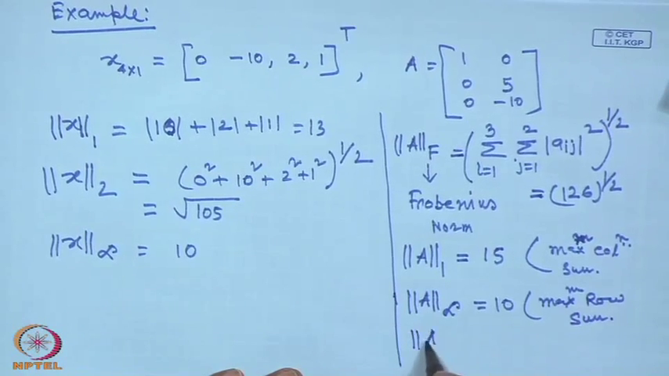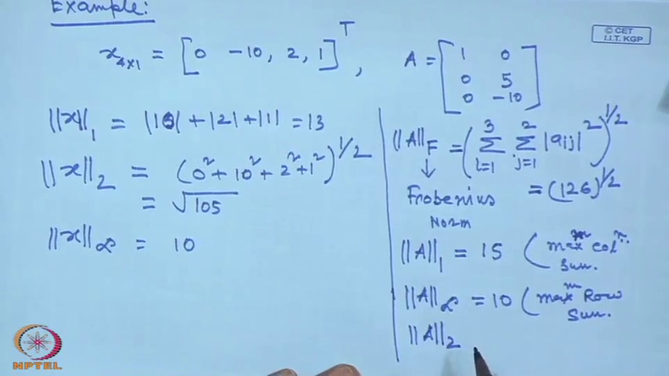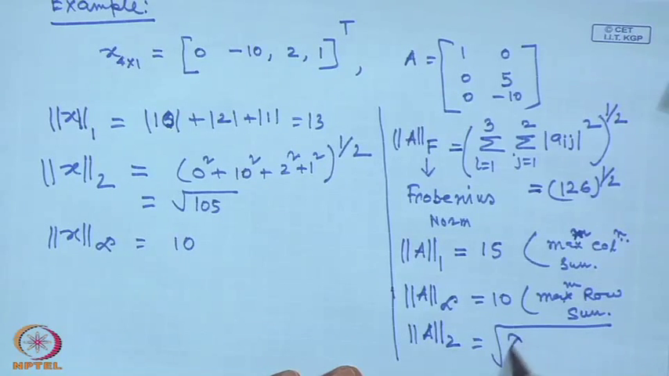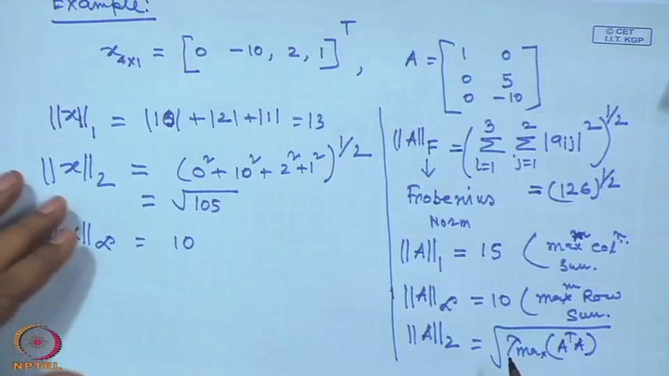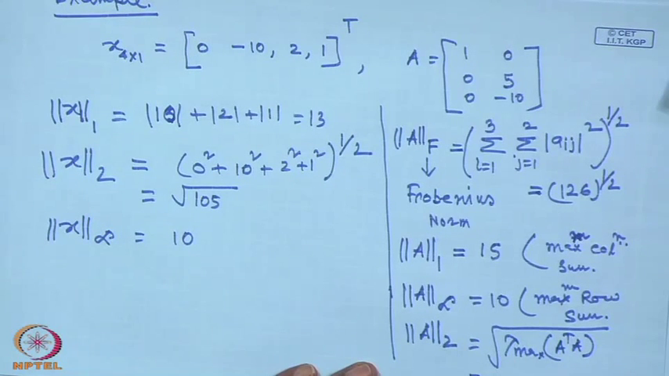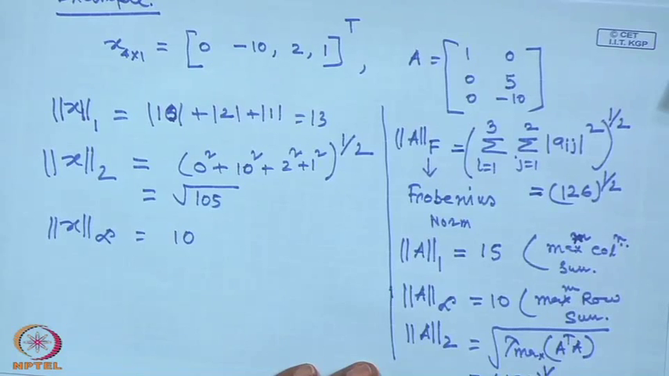Then the L2 norm of a matrix is the square root of lambda max of A transpose A. If you do the multiplication, the maximum eigenvalue of A transpose A is 125, and the square root of this comes to 11.18. This is the example of how you find different norms, L1, L2 and L infinity norms. In case of a matrix, the Frobenius norm is the same as the L2 norm of a vector.